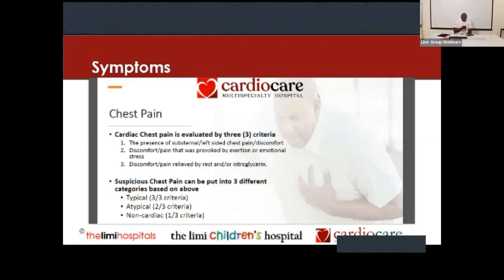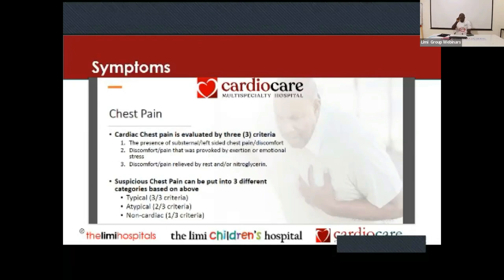And like I said, this discomfort, depending on the stage you are in the spectrum of the ischemic heart disease, can be provoked by exertion. And by the time you get to the level of the acute coronary syndrome, it can occur at rest or with minimal exertion. And the discomfort can be relieved by rest or with the use of medication, in this case, nitroglycerin.